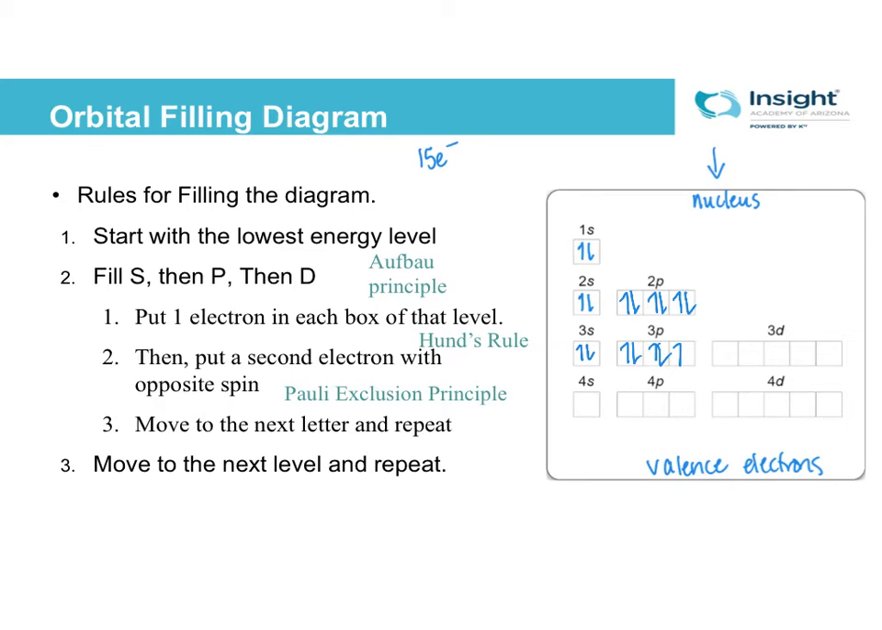All right, so now I've got all 15 in there, and our valence electrons, the ones that we involve in bonding, are these guys at the outermost level.